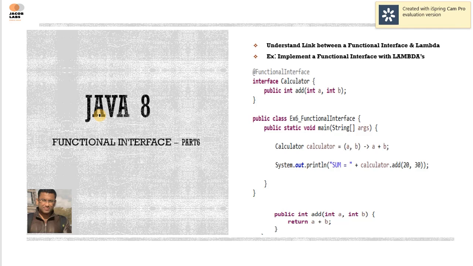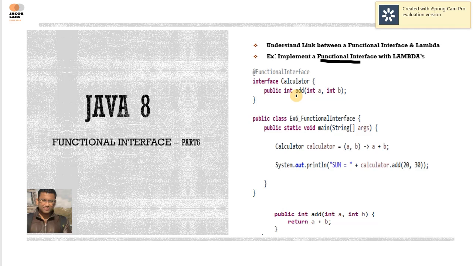In the previous two videos, we saw how to give a definition to a functional interface using the classical method, where we have a class Implementer which implements the functional interface Calculator in our case, and overrides the add method, giving a definition to the add method. Then we saw how to do the same thing using an anonymous inner class. In this video, we will see how to do the same thing using a lambda.